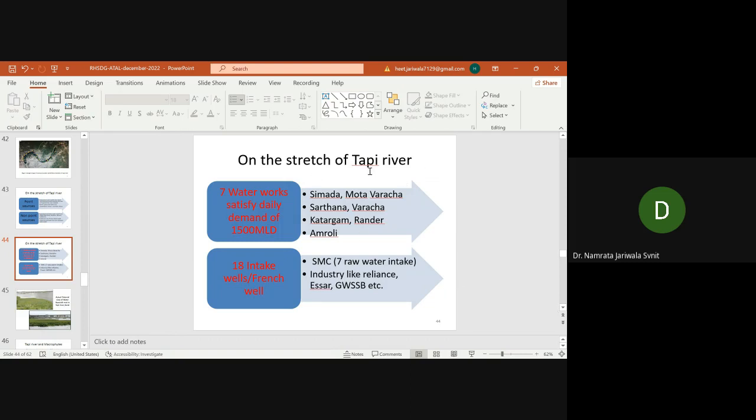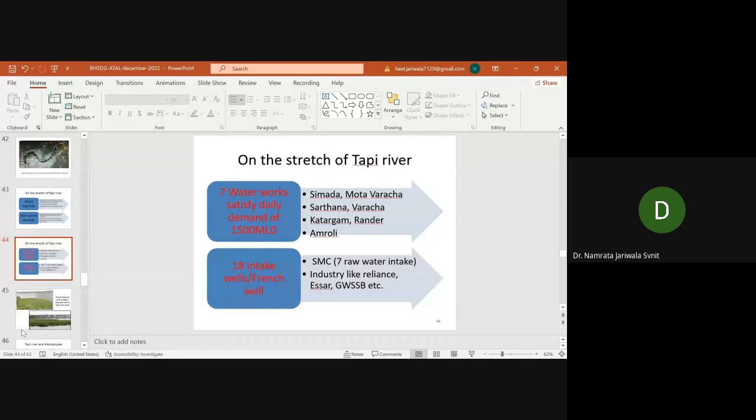So generally on the stretch of the Tapi River, there are 7 waterworks available, and from these 7 waterworks, Surat Municipal Corporation is getting 1500 MLD of water and supplying it to the complete city. At the same time, in the water bodies there are 18 French wells, generally managed by Surat Municipal Corporation, as well as some industries like SR, Kripco and others, which have their own. So this Tapi River is satisfying the domestic demand as well as the industrial demand of the Surat city.